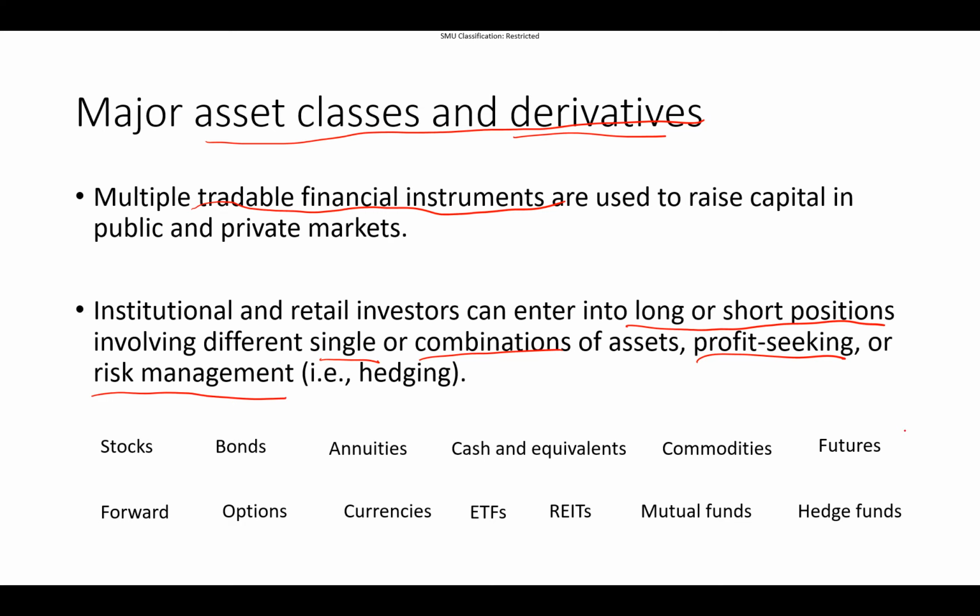So here I have put in some common asset classes and derivatives. So let's look at them one by one. The first one is the stocks. So stocks are also called equity, right? This is a form of security that represents the proportionate ownership of the underlying company, the issuing company.